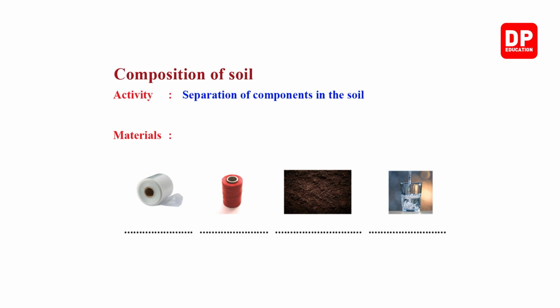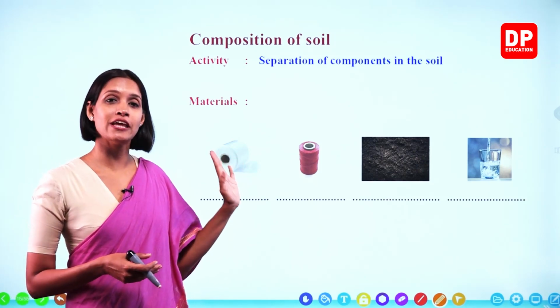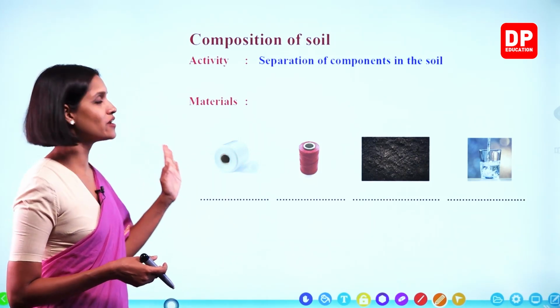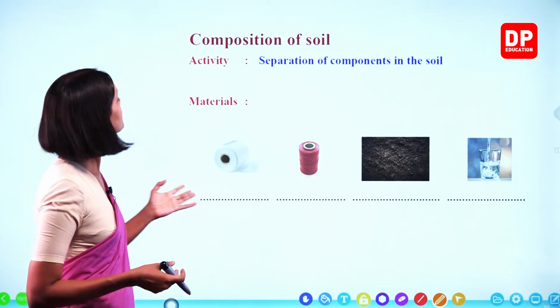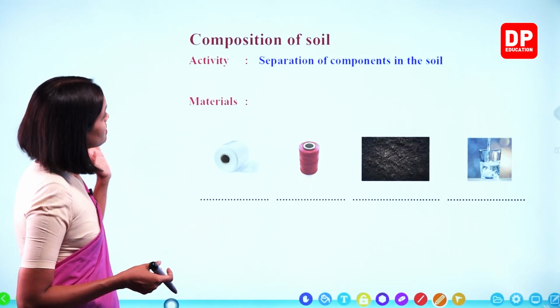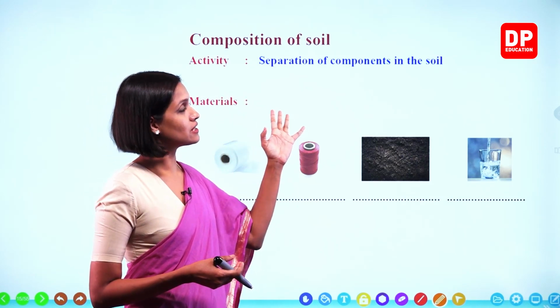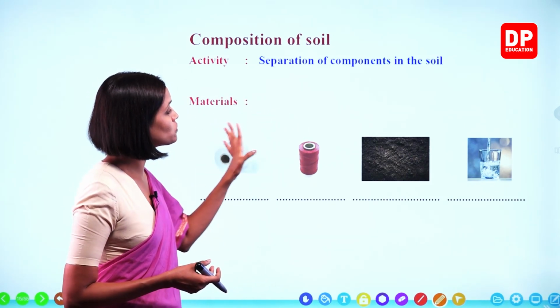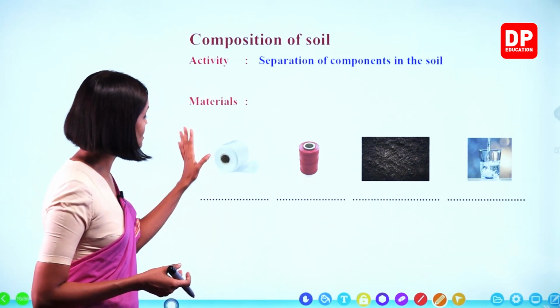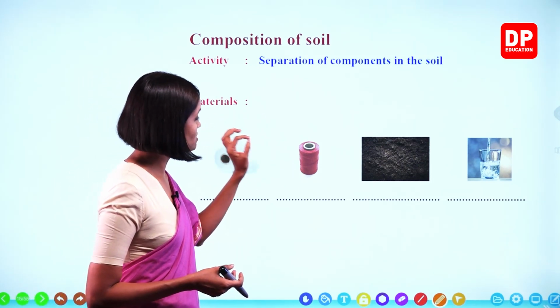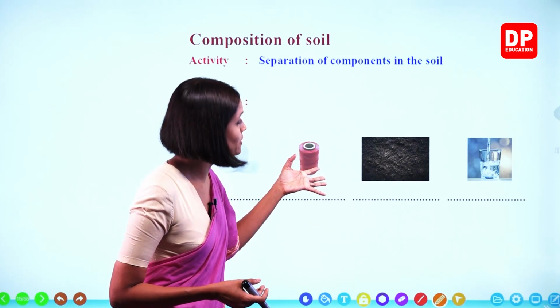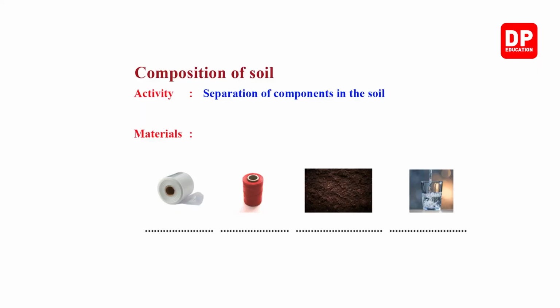Okay, so we are going to start this chapter by doing an activity. This is also a very easy activity. You all can try to do this at home. Okay, activity. Separation of components in the soil. So what do we need to do this activity? We need a long polythene tube and we need a piece of thread, a soil sample. So it's better if you can obtain this soil sample from somewhere under a tree with organic matter, right?